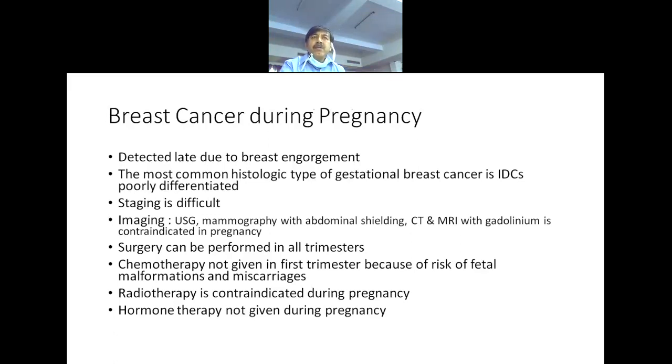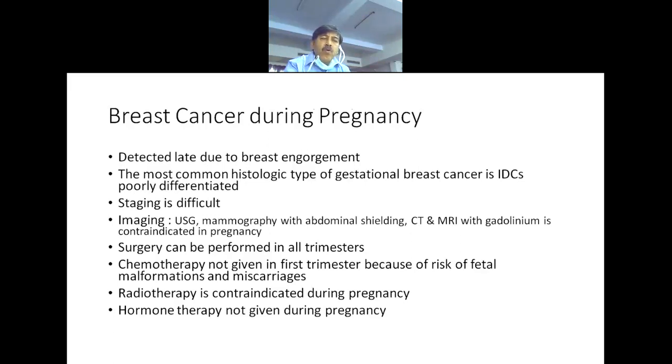Now coming to breast cancer during pregnancy. Breast cancer during pregnancy poses a clinical challenge for the surgeons because this disease is usually detected late because of the breast engorgement during pregnancy. Another problem is that the histological type is usually poorly differentiated carcinoma. And staging is a problem because we cannot use CT scan, and MRI with gadolinium is contraindicated during pregnancy. We can do the mammography, but with the shielding of the abdomen, that is another problem.